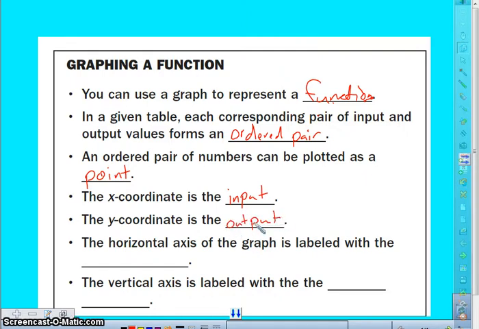The horizontal axis, remember horizontal is this way, left to right, is labeled with the independent variable. The vertical axis is the dependent variable. Remember your words: independent, dependent, domain, range, x, y. Those are all interchangeable now, and we have to be good at that.